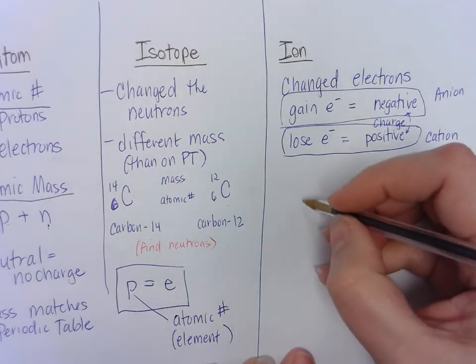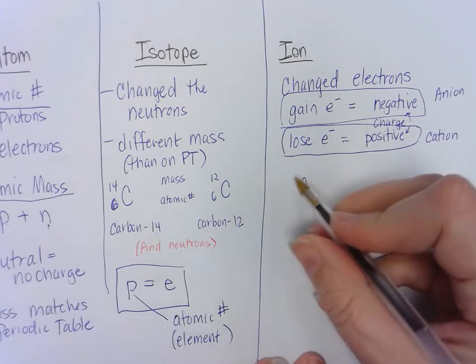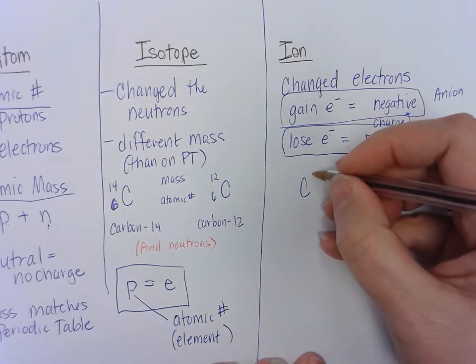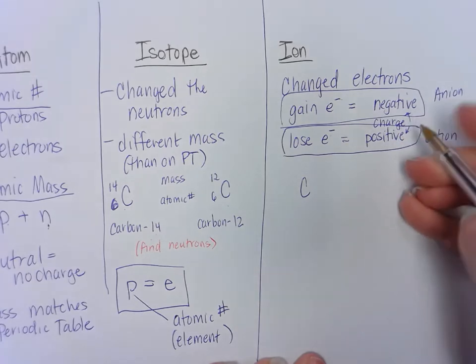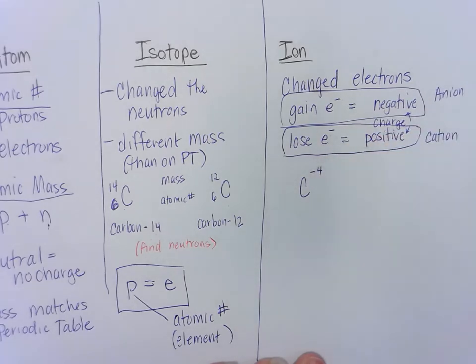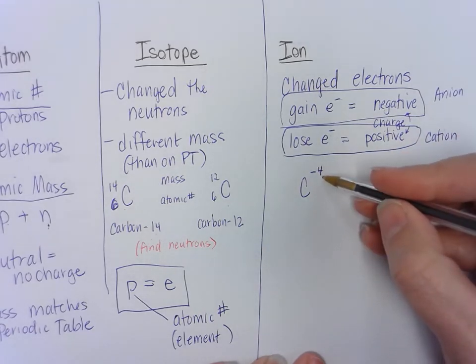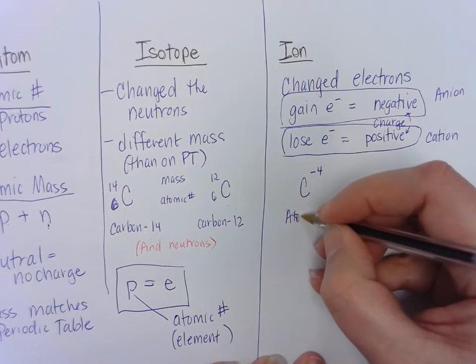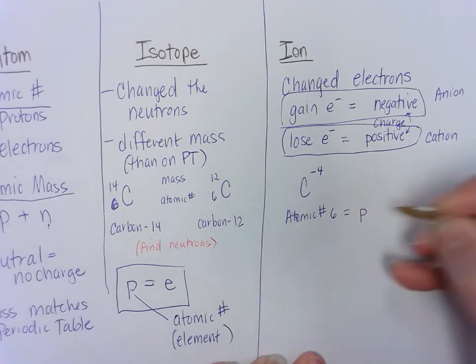Keep in mind that if we are showing carbon, we'll keep carbon here because we had carbon in the other example. If we have gained electrons, we are going to have to indicate that we have gained electrons and we have a negative charge. So you might see carbon with a -4. That means that we have 4 more electrons than we should have. Now, we know carbon has an atomic number of 6, so that is my protons.